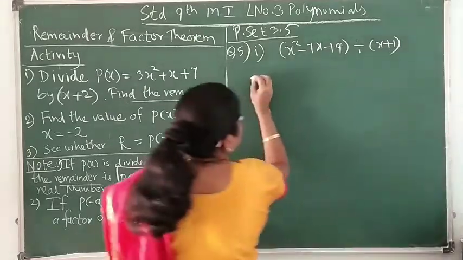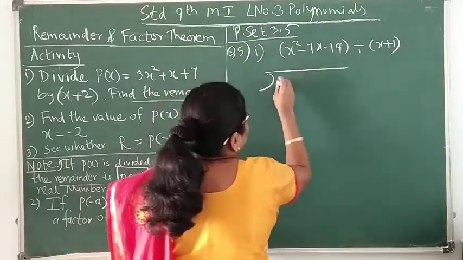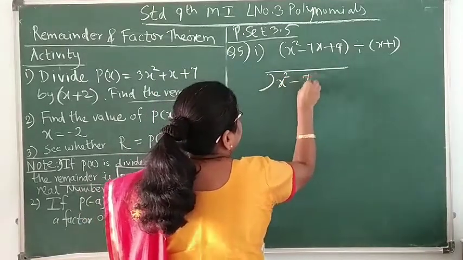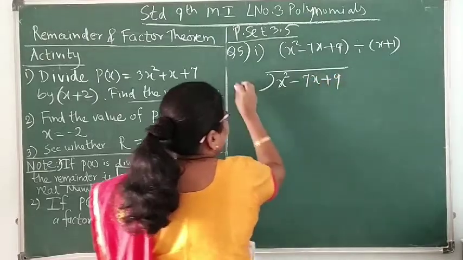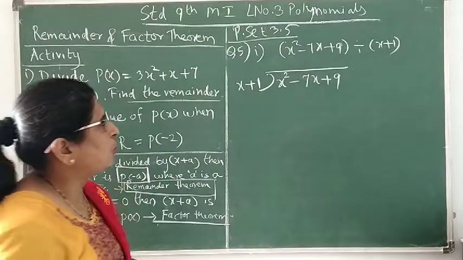So let's divide this. We can divide by any method. It is x square minus 7x plus 9. We have to divide by x plus 1. This is the normal method I have chosen over here.